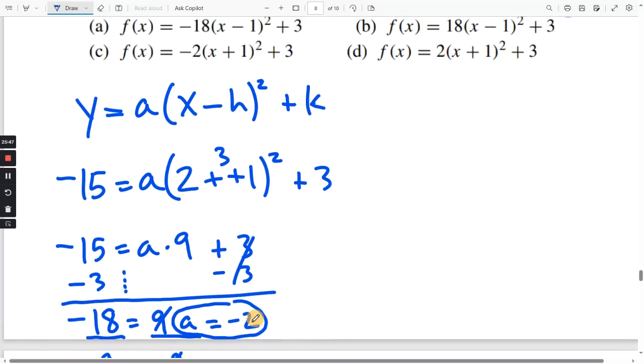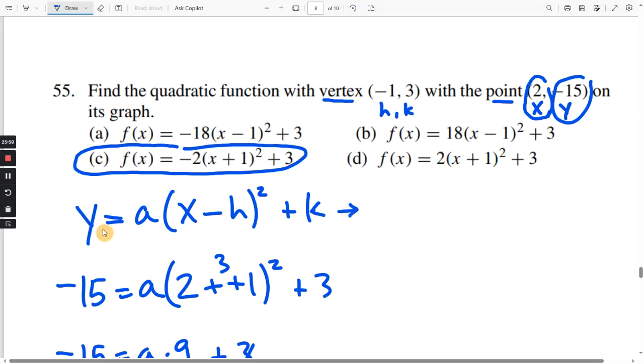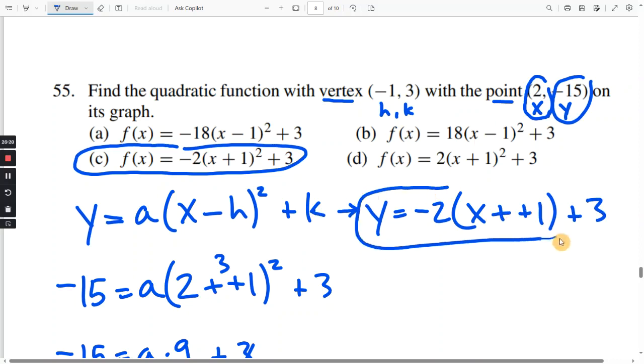And that's really all we need. We can see right here, this one, a is negative 2. So that's it. You want to double check? Let's do so. y equals a. We said a is negative 2, x minus h, so it's going to be x minus negative 1, plus k, so it's going to be plus 3. The two negatives make it positive. So this should be the answer. And that's it.